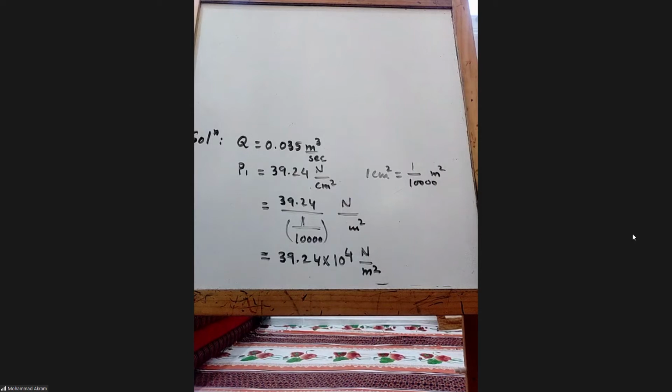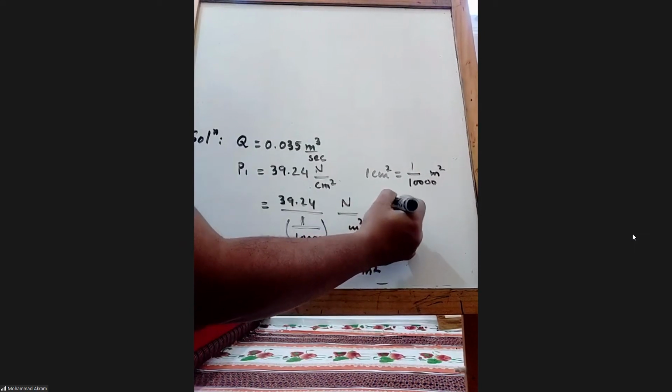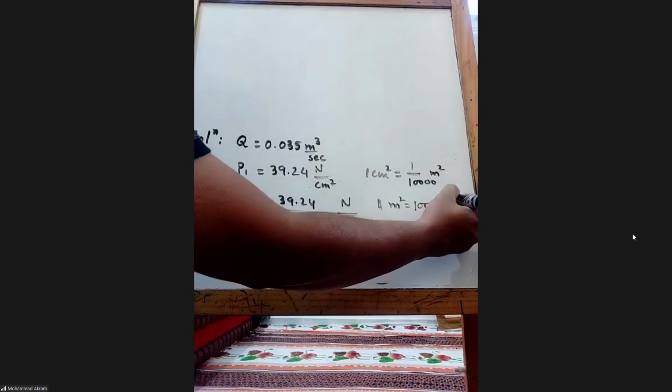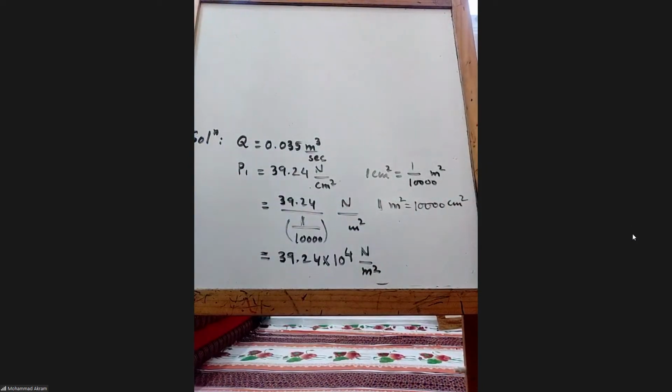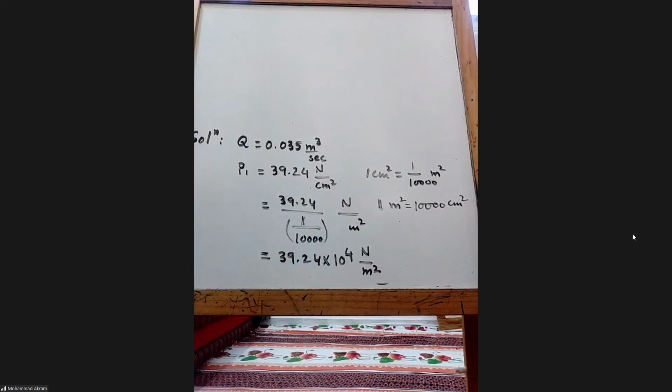Okay, yes. See, 1 meter square is equal to 10,000 centimeter square. So that's why we need to multiply with 10 raised to 4, or 10,000. So 39.24.